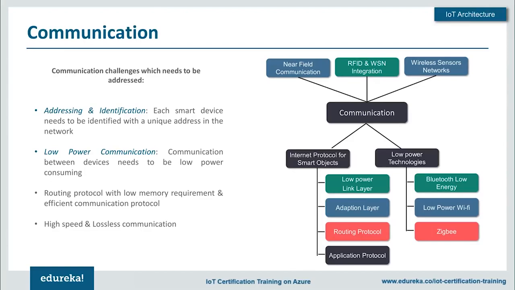The physical and the link layer are implemented in the controller, and the controller is typically an SoC, or system on chip, with a radio for communication. The functionality of the upper layers is included in the host, and BLE is not compatible with classic Bluetooth. Now, the next is low-power Wi-Fi.